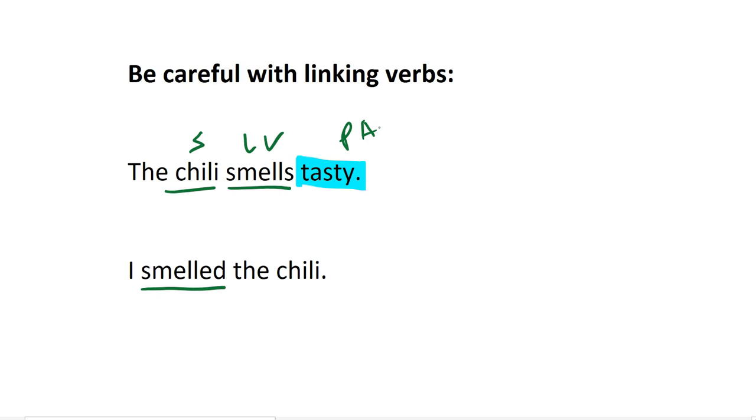There's something different happening in the second one. I smelled the chili. So I is your subject. Smelled is a verb, but it is an action verb. And if there's an action verb in your sentence, you know you're not going to have a predicate adjective or a predicate nominative. So chili changes into something else. In this case, I smelled what? I smelled the chili. This is a direct object.